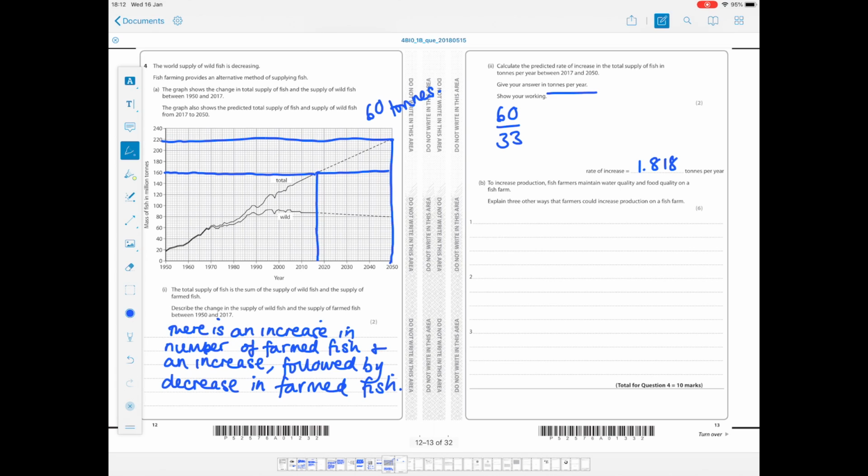To increase production, fish farmers maintain water quality and food quality on a fish farm. Explain 3 other ways that farmers could increase production on a fish farm. So we need to discuss things which haven't already been mentioned. The first thing to mention is that the farmers feed antibiotics to the fish. And why do they do that? That's in order to kill pathogens which might otherwise cause disease within the fish.